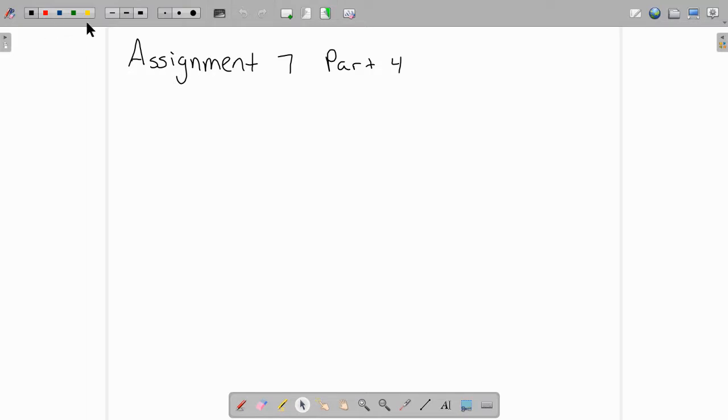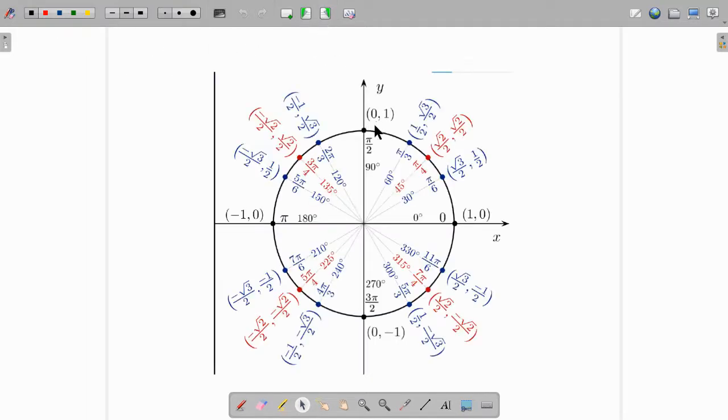Assignment 7, Part 4. What we're going to use for most of this assignment is called the unit circle. Now, maybe in pre-calc, you might have to memorize some of this stuff. As a high school teacher, I have better ways of doing this, but for what we have to do, we can just reference this unit circle. I just found the best one I could online. This one has the degrees and the radians, so it'll be helpful for our assignment.